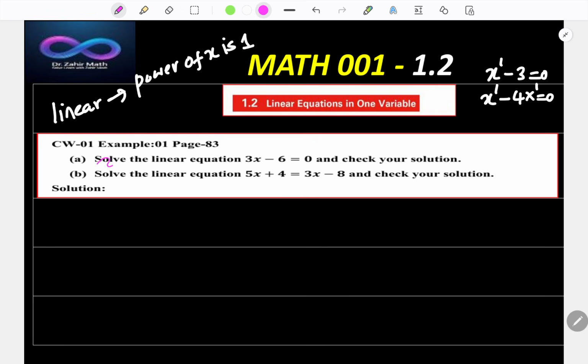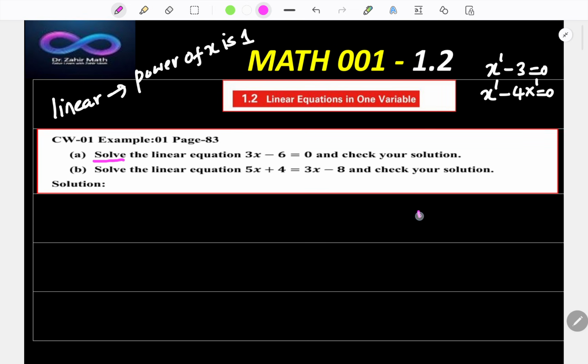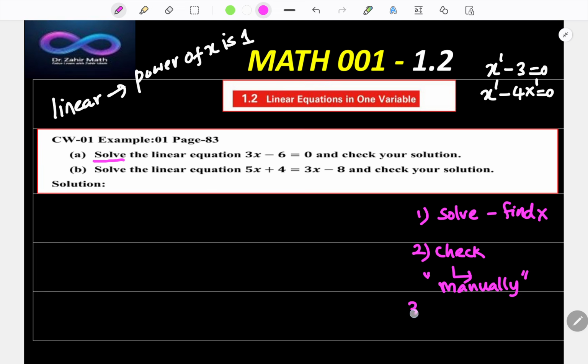Solve the linear equation. Two words you have to remember. First English word is solve and the second English word is check. Solve means you are going to find x. Check means whether the answer is correct or not. You are going to check manually. Manually means steps are important. And the third thing, you are going to check your answers with the calculator also, only for checking. But the steps are very important in the paper.